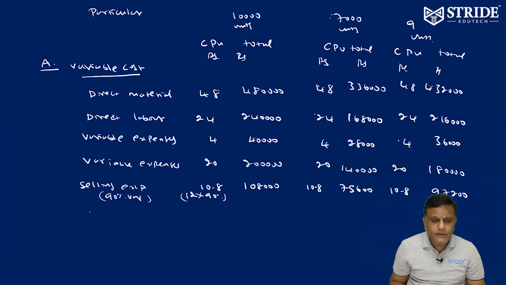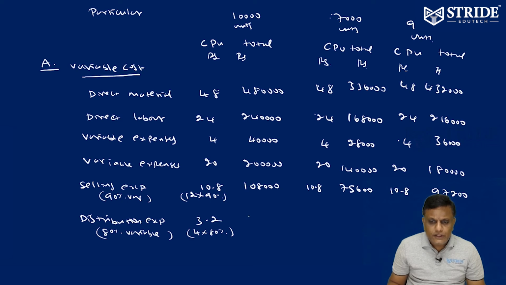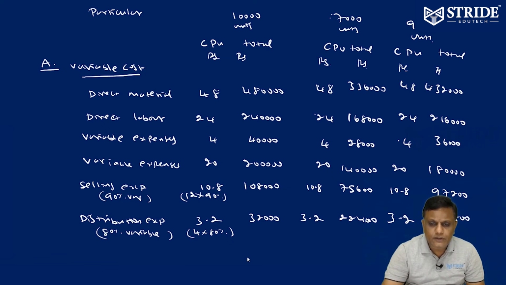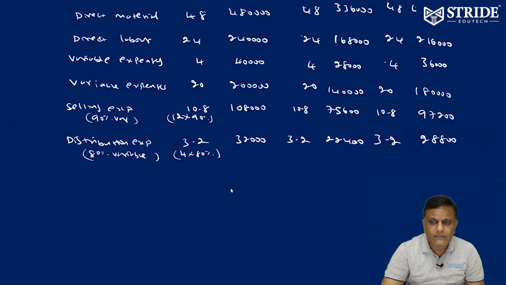Next one, admin expense is purely fixed. Distribution expenses are 20% fixed, 80% variable. So 4 into 80%, that is equivalent to 3.2. 10,000 into 3.2, 32,000. Here also 3.2, so 22,400. 3.2, so 28,800. So these are the variable expenses.